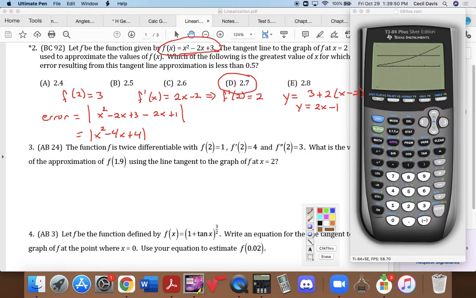Okay, so anytime you see something about error, it's the difference between what you estimated and what is the actual. And it's always absolute value because it doesn't matter whether the estimate is too big or too small, the error is the difference between the two. Error is always positive, sort of like distance is always positive.